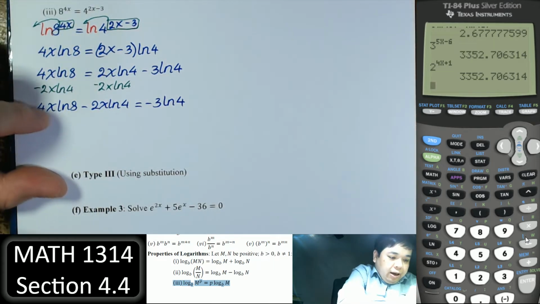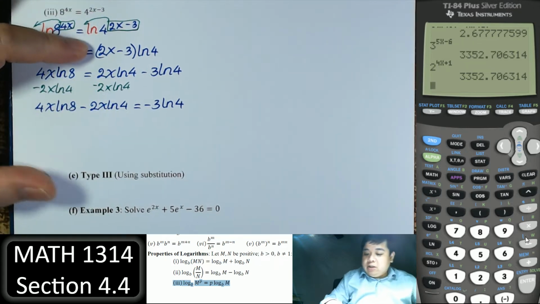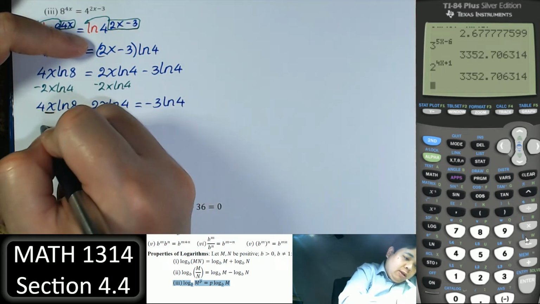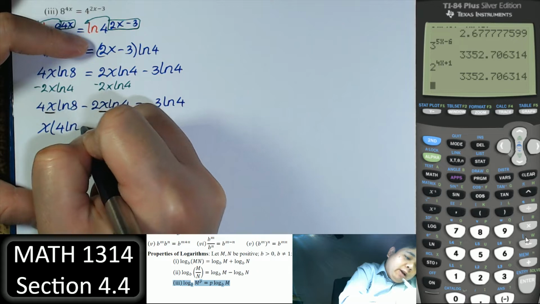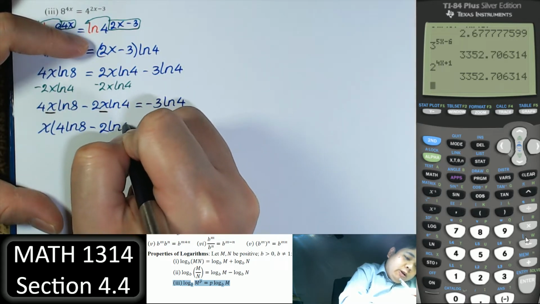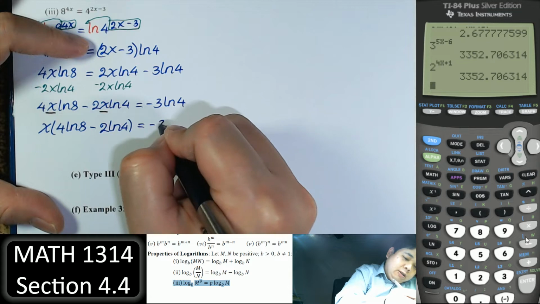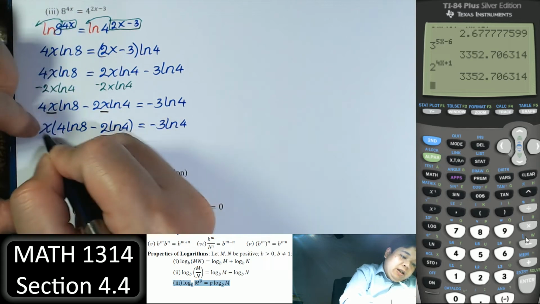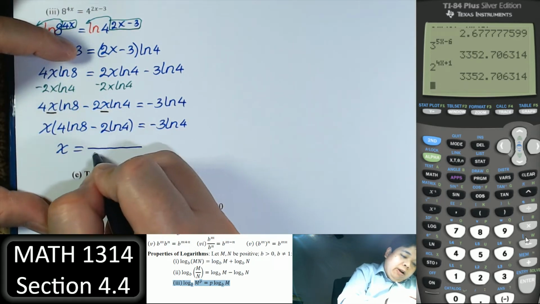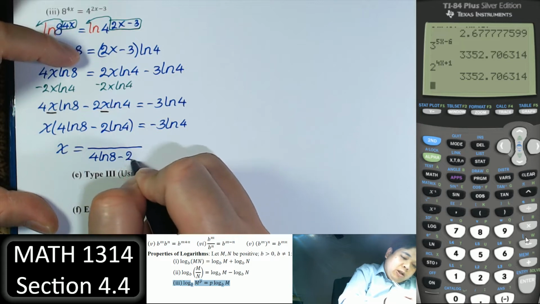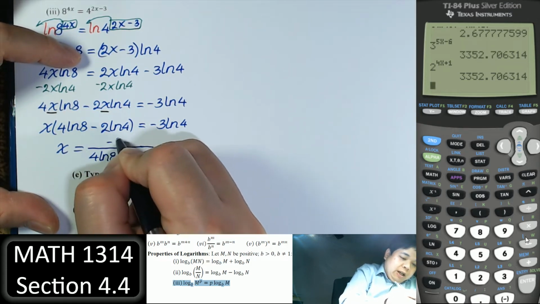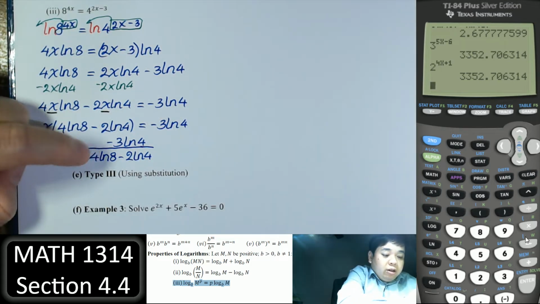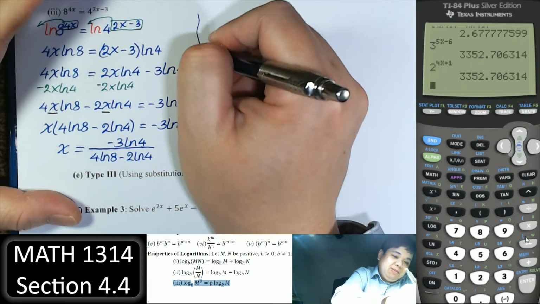Right. Now, here we can factor out the x because that's what we solved for. We have ln of 8 minus 2 ln of 4, and then we divide by the parentheses, ln of 8 minus 2 ln of 4, equal to negative 3 ln of 4. And we said this is a, how do we get negative 3 over 4 from here? Well, by the way, that is the answer.